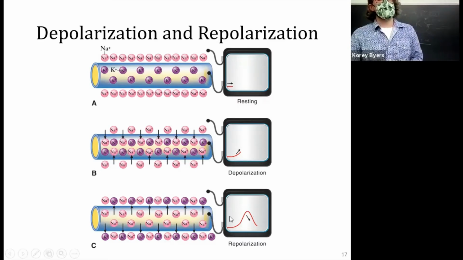But you have to get back to homeostasis. You have to get back to negative 70. So at that point, you open some potassium channels, let potassium leak out, and repolarize back to that negative 70 amount.